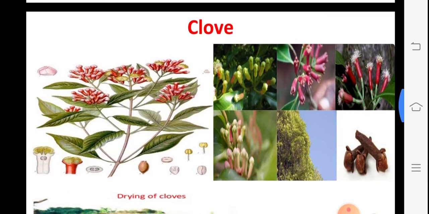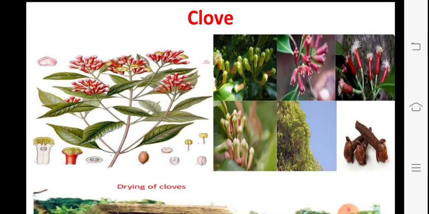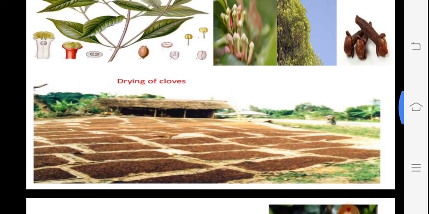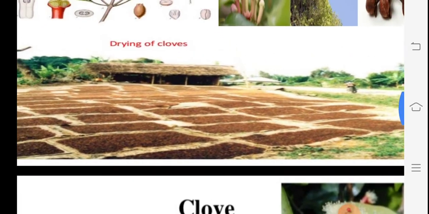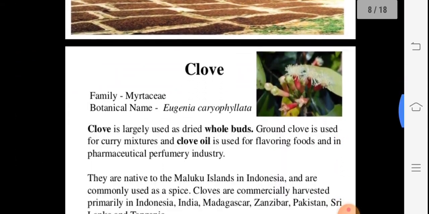Then the fourth drug is a flower drug, the clove. In Marathi it is called lavang. You are observing good photographs of this. It shows specifically racemose and cymose inflorescence, with enlarged parts. You see the photograph of the dried clove. Next, the clove is collected from the plant, and later it is dried or kept for fermentation. The process is very nice.